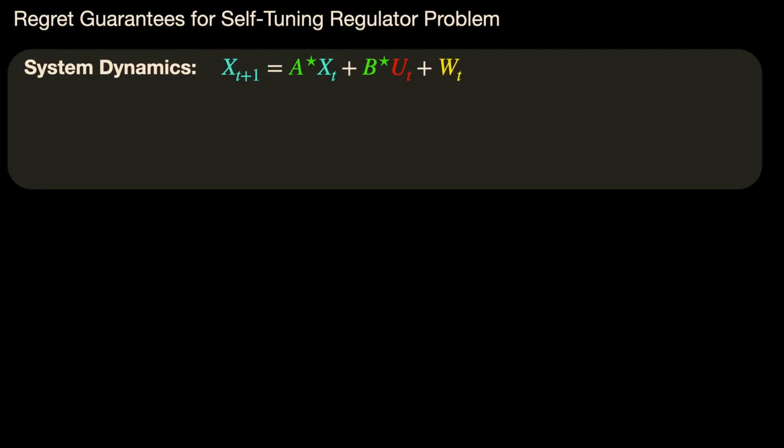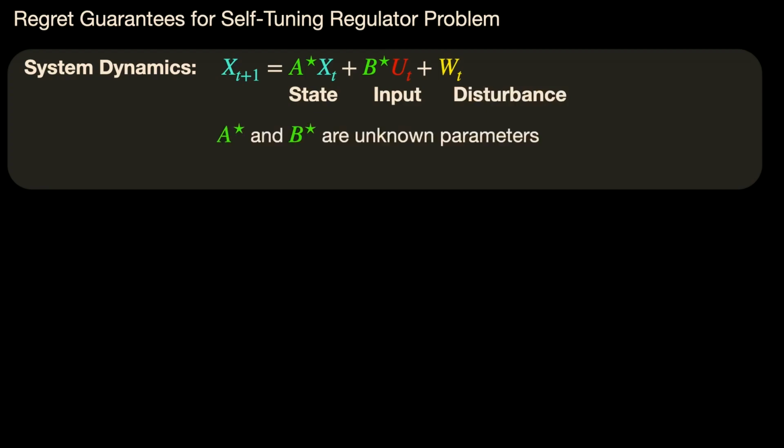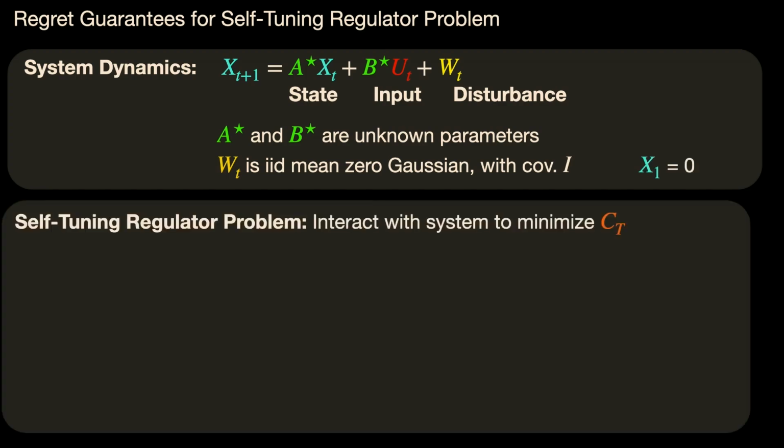Okay, so let's look at the definition of the self-tuning regulator problem. We're going to consider a linear system with a state, x_t, input u_t, and a disturbance w_t. And it's going to evolve according to these linear dynamics defined by A star and B star, which are unknown parameters. Here, w_t will be a zero mean Gaussian disturbance with identity covariance, and our initial state will be 0.